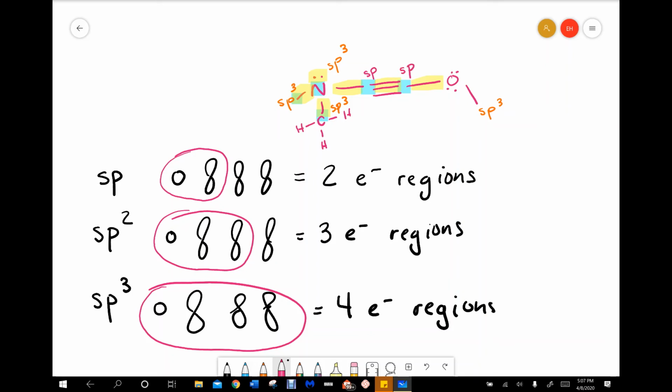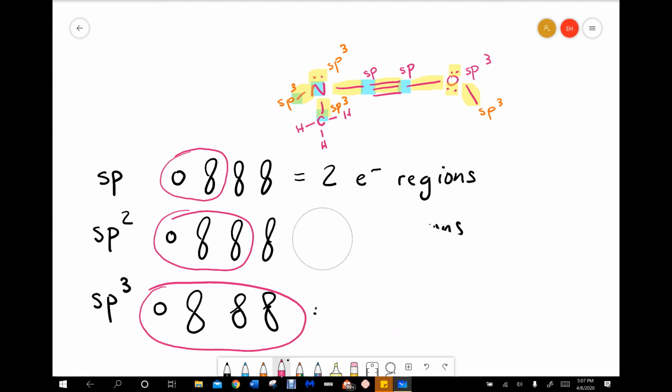And then finally, let's take a look at our oxygen. Our oxygen, if you count the lone pairs, as you should, has 4 regions of electron density. So it'll be sp3 hybridized. All right, so now right quick, let's remind ourselves of the sigma and pi bonds, and that'll be our last portion of the review.